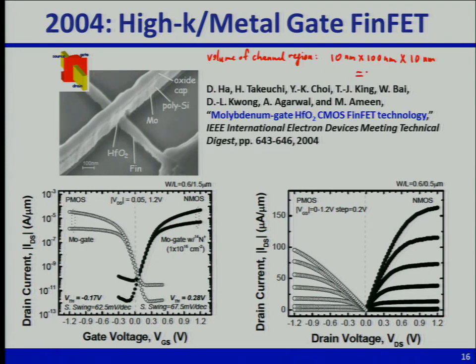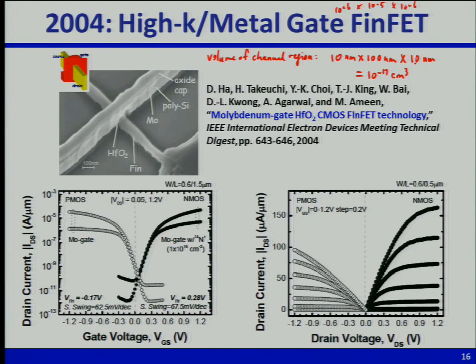So how many cubic centimeters is that? It's 10 to the minus 6 times 10 to the minus 5 times 10 to the minus 6. So it's 10 to the minus 17, right? 10 to the minus 17 cubic centimeters.